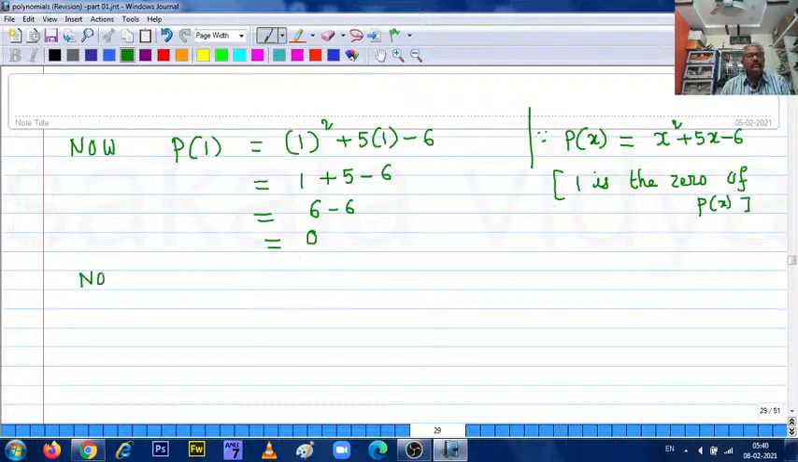Now let us evaluate the next value, p of 2. So how could you find p of 2? Do you have any idea? Replace x with 2 here.